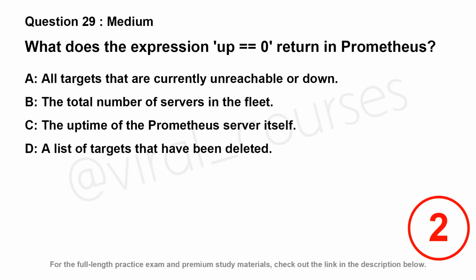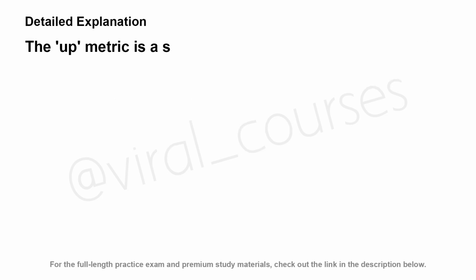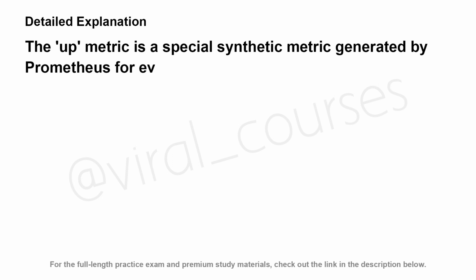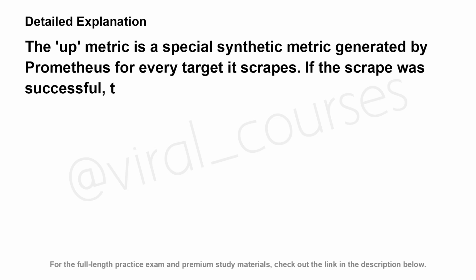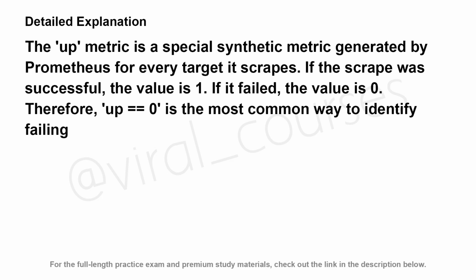The correct answer is A. The up metric is a special synthetic metric generated by Prometheus for every target it scrapes. If the scrape was successful, the value is 1. If it failed, the value is 0. Therefore, up == 0 is the most common way to identify failing targets in alerting rules.